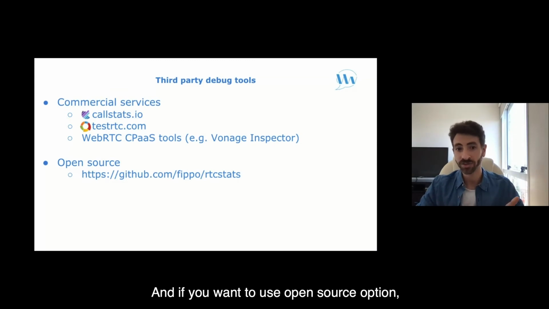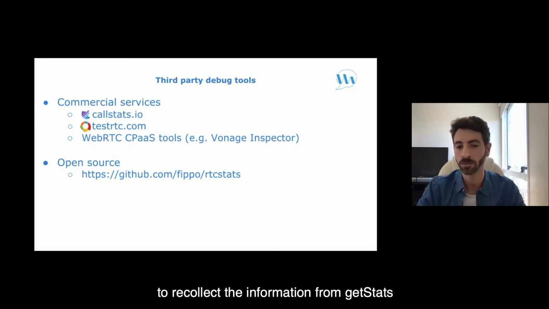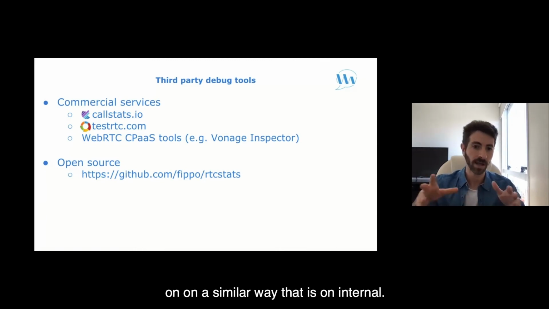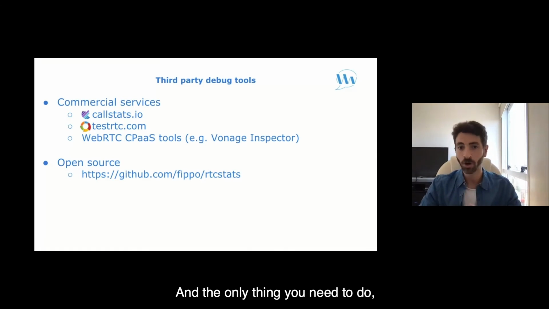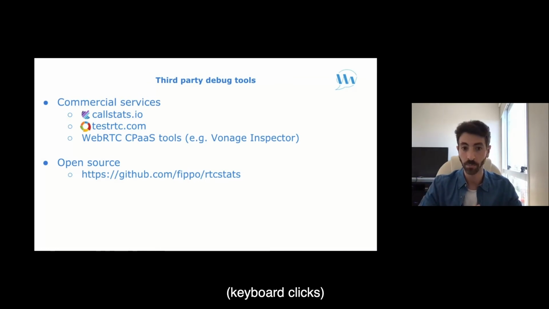And if you want to use an open source option, you can use rtcstats, which allows you to collect the information from getStats and send it to a server, and then visualize it in a way similar to WebRTC internals. And the only thing you need to do is copy and paste one line of code in your web page.